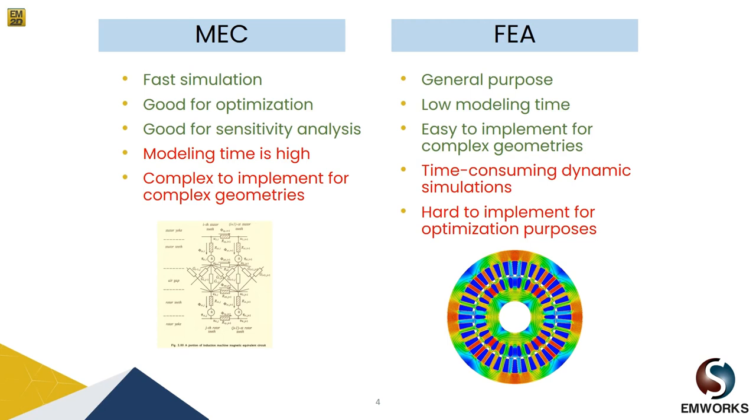So this property makes the magnetic equivalence circuit good for optimization and good for sensitivity analysis, right? Because in sensitivity analysis, we change the dimensions of the motor, either mechanical parameters or electrical parameters, right? We change and we want to capture the dynamic performance of the motor. So the magnetic equivalence circuit is an effective way to do sensitivity analysis and use it for optimization, right?